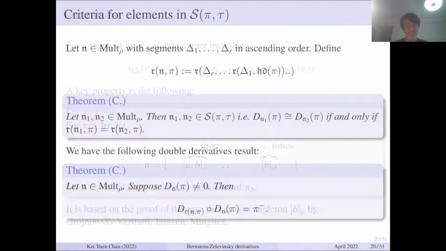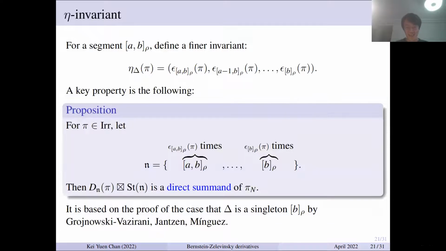Okay, so I keep going. Now let me see. We almost get to the branching law, right? So we need some other finite invariant. We basically talked about the epsilon invariant before. Now we talk about the eta invariant. Basically it's a collection of epsilon invariants, so you consider more than one segment.